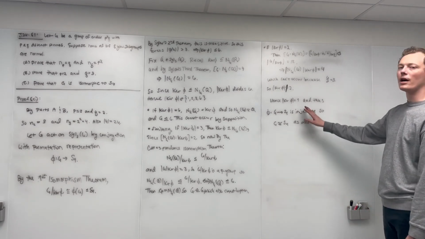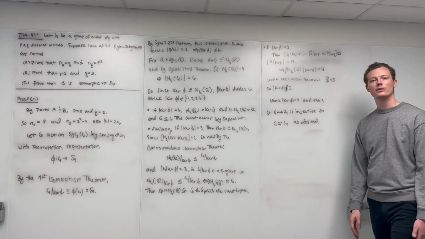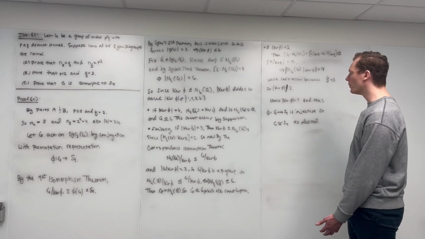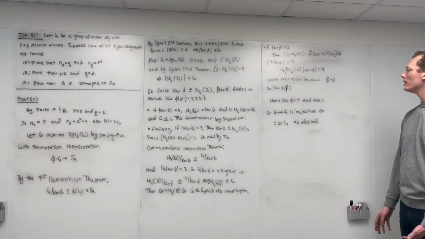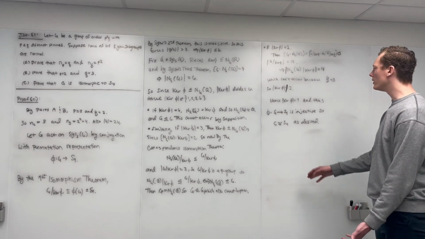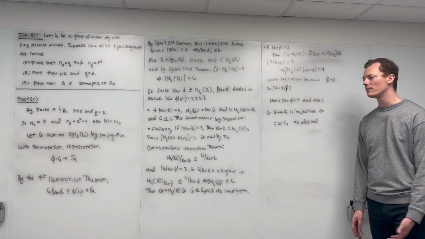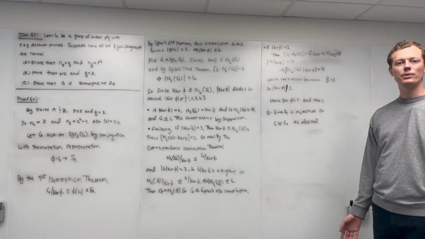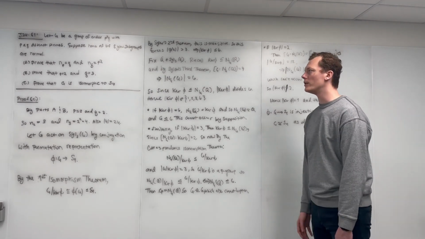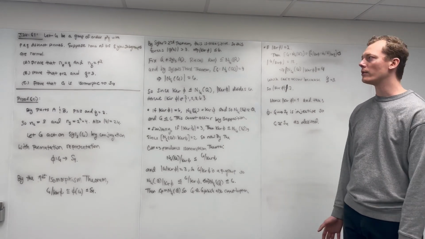And hence, the only option left for the kernel is that it's equal to 1. And because the kernel only has the identity in it, this is a faithful action, and so G is isomorphic to S4 by the first isomorphism theorem, which completes the proof. And so this completes the full problem for group theory problem 1 of January 2024.